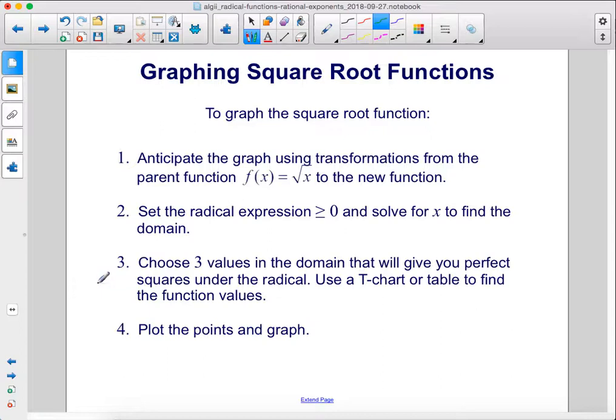Use a t-chart or table to find the function values. Step 4. Plot the points and graph.